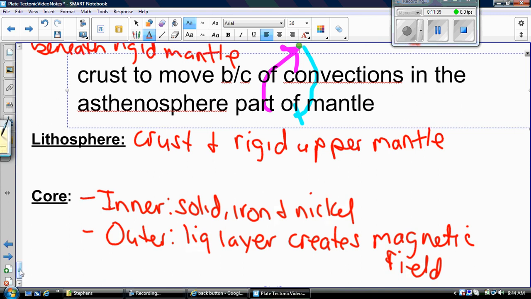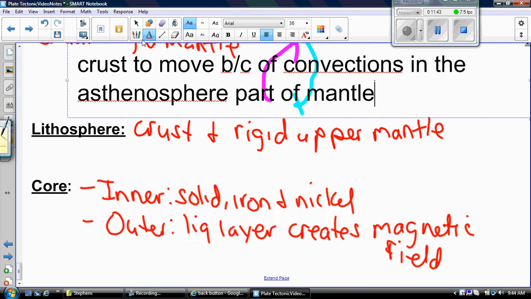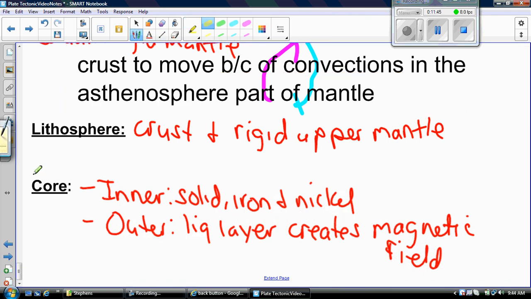Okay, then underneath the mantle you have the core. The core is divided into two parts, the inner and outer core. The outer core is a liquid layer that creates our magnetic field. That's one of the ways we were able to support that the seafloor spreads. The inner core, because it is under immense temperature and pressure, is a solid, which is basically made up of the elements iron and nickel. They're some of the heaviest elements, so they sunk to the core of our earth because they're heavy.